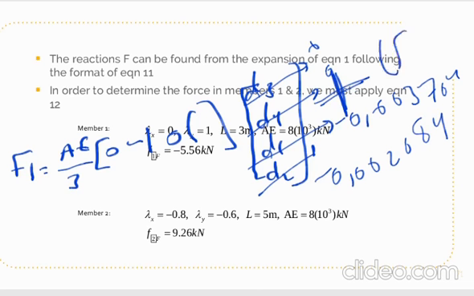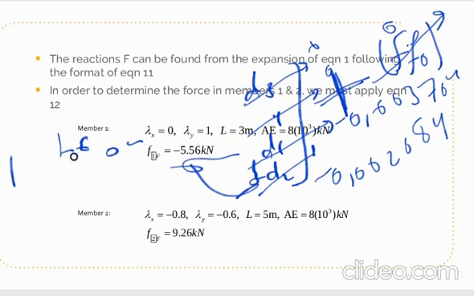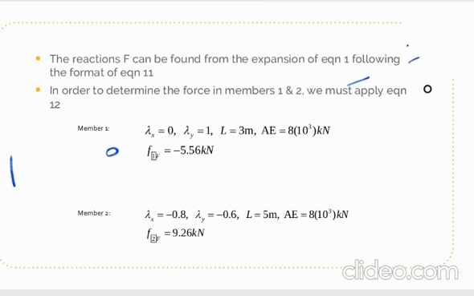Okay, plus F naught, F small naught. This is for thermal. We don't have thermal in member 1, so F naught will be 0. Just multiply this matrix by this matrix and find F1. So F1 will be equal to minus 5.56 kilonewton, and this is compression because it's minus.